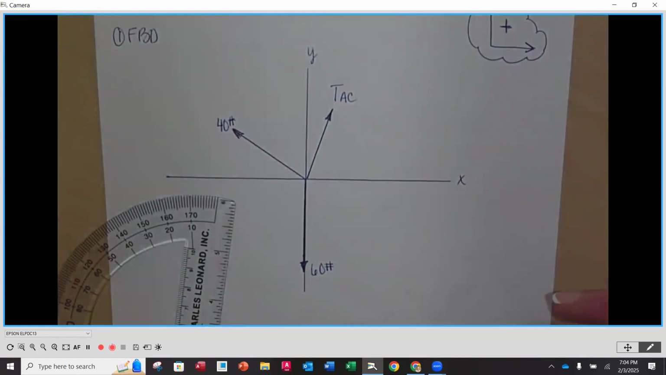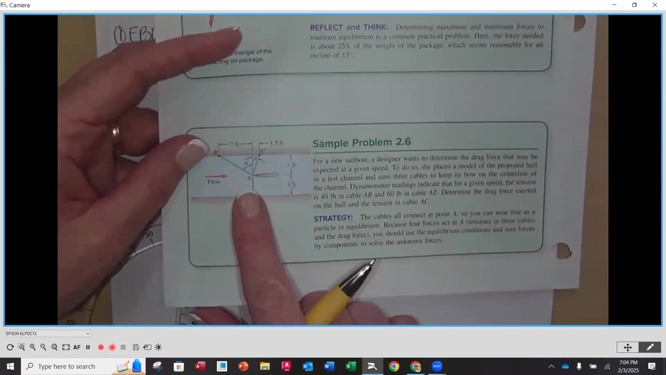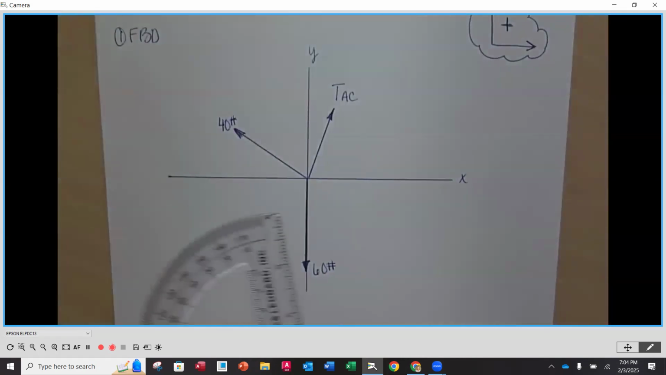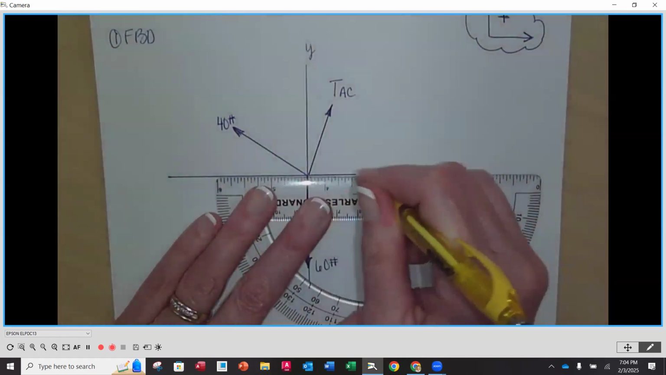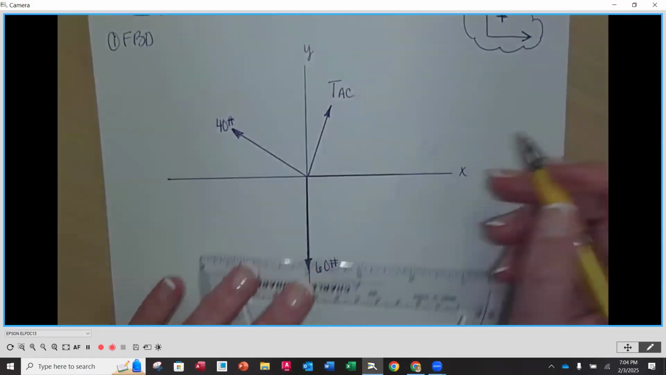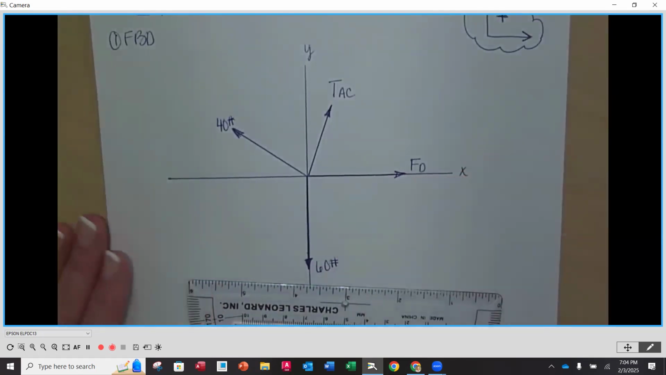And then we do have a 4th force, okay? This is going to be the drag force. As it said, you're going to notice that here's the flow going this way. The drag force is going to point to the right, and it's going to be right along the x-axis. And this is going to be FD, the drag force.